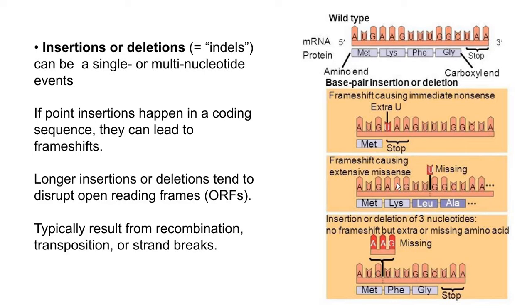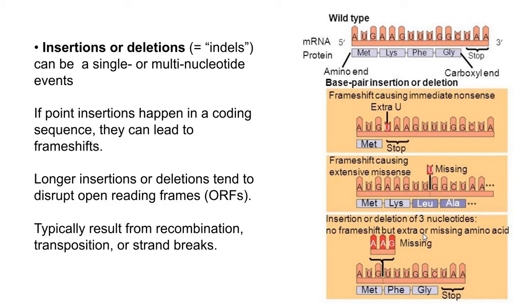Now, frame shift can also cause extensive missense mutations. For example, in this part here, this missing U led to a frame shift as well, and that changed all the sequence downstream of that deletion. So the protein will be very different from what it was meant to be originally, and it will not be functional because the sequence has changed now.